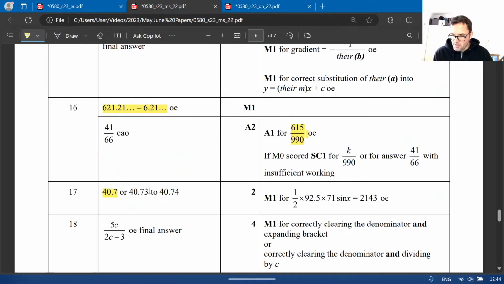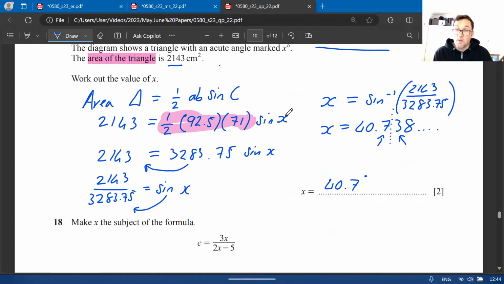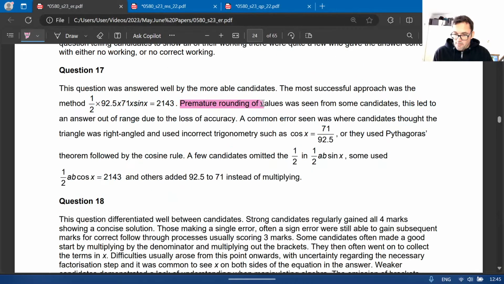Correct, 40.7. The unrounded answer also gives you full marks. And you get a mark for writing the equation down, so your working out. Be careful of premature rounding. Again, I had all those decimal numbers. Don't round it until the end, because if you get out of range, you lose accuracy, you lose marks.